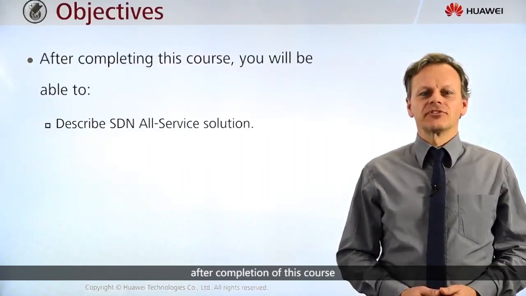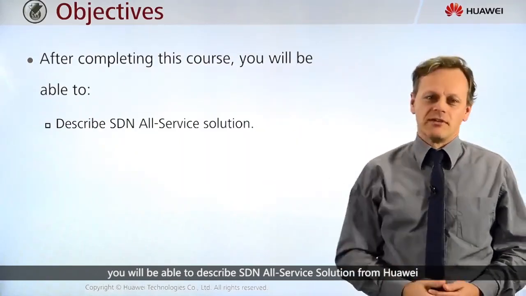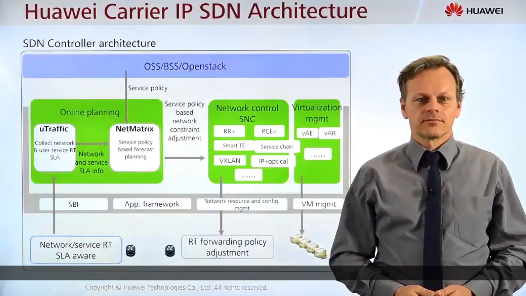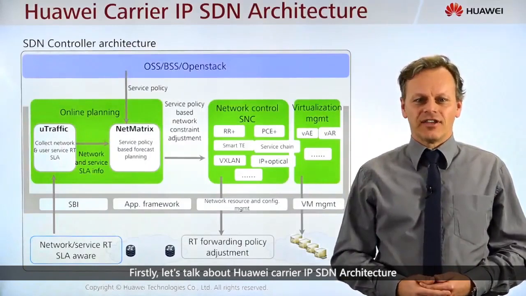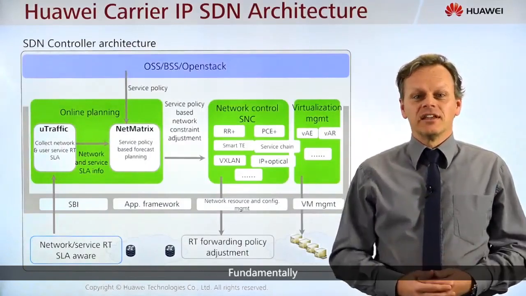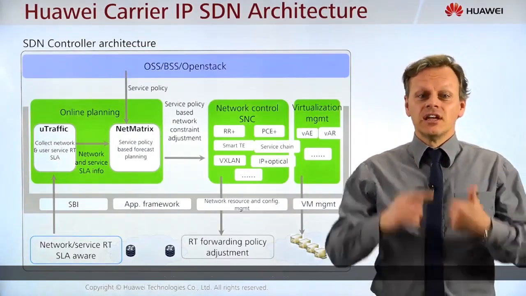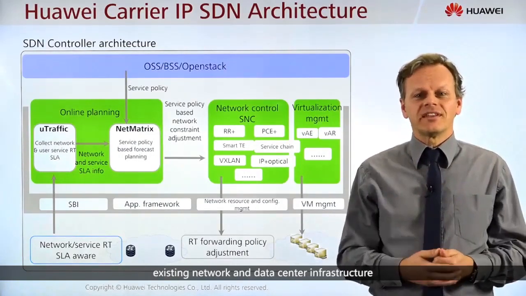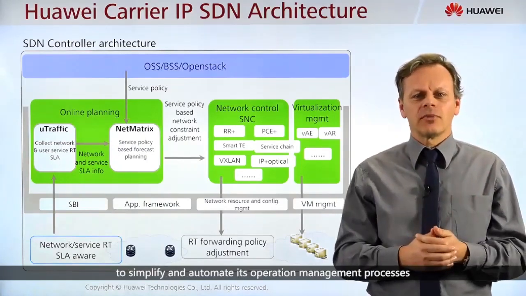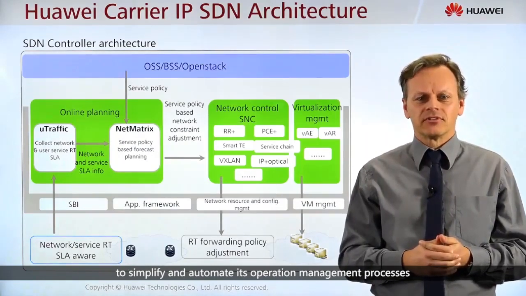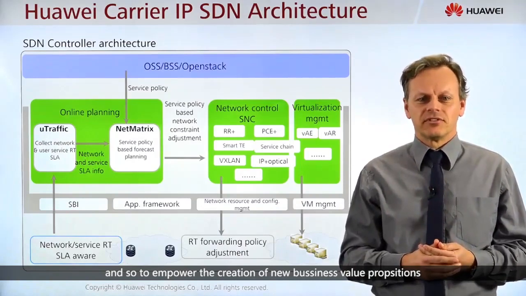After completion of this course, you will be able to describe the SDN All-Service Solution from Huawei. Firstly, let's talk about Huawei's carrier IP SDN architecture. Fundamentally, Huawei's IP SDN architecture provides a solution to carriers to enable them to transform existing network and data center infrastructure to simplify and automate its operation management processes, and so to empower the creation of new business value propositions.